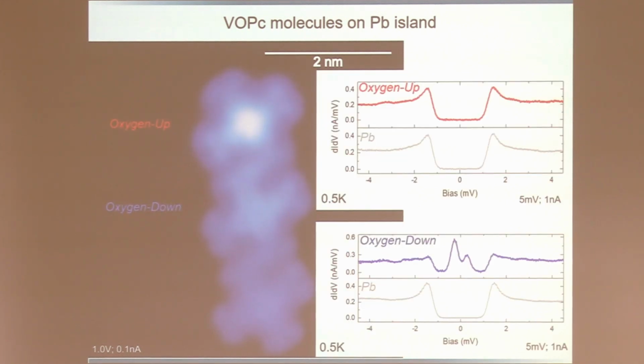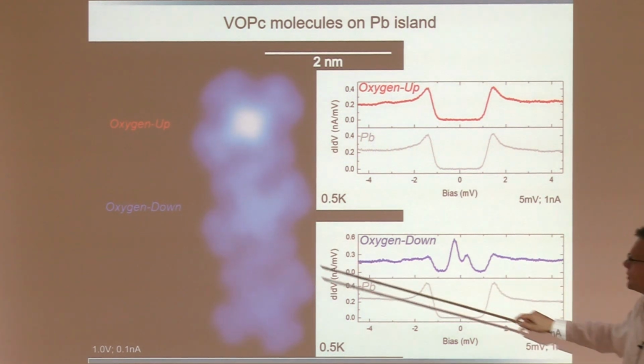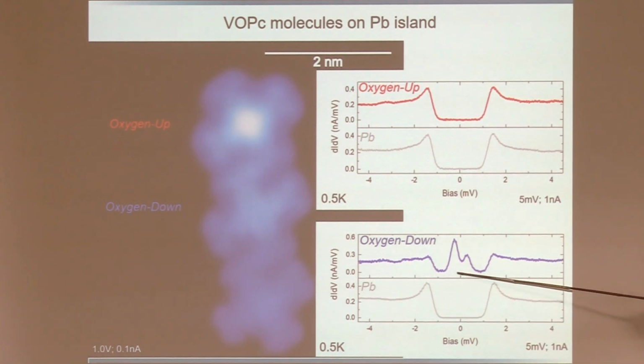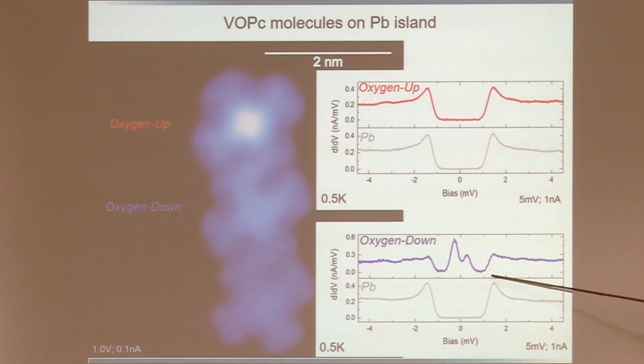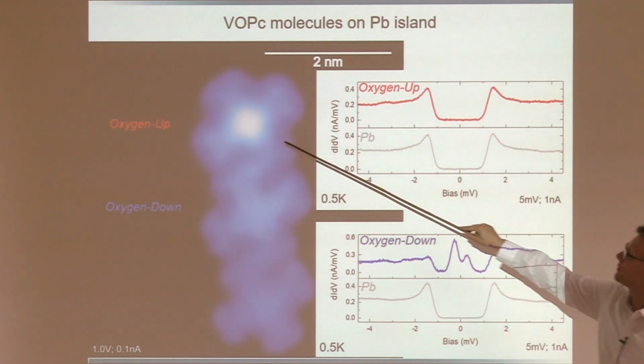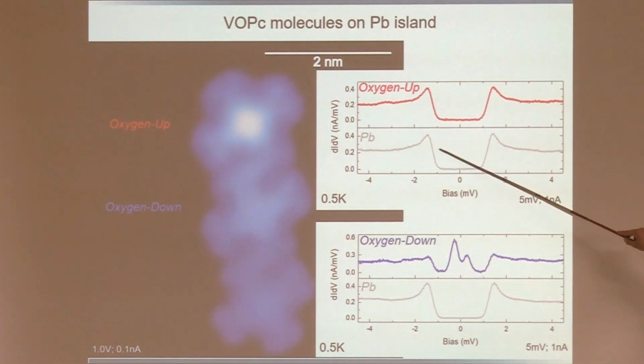What really surprised us was when we took spectra. The one with the oxygen down looks like this. So you see 2 strong peaks around 0 volt, and then this gap here. This gap corresponds still to the gap of the superconductor, and these peaks are magnetic bound states, which I can tell you in a minute about. But the really surprising one was the one with the oxygen up: the spectra we take on this molecule look exactly the same as the spectra of the island next to it.